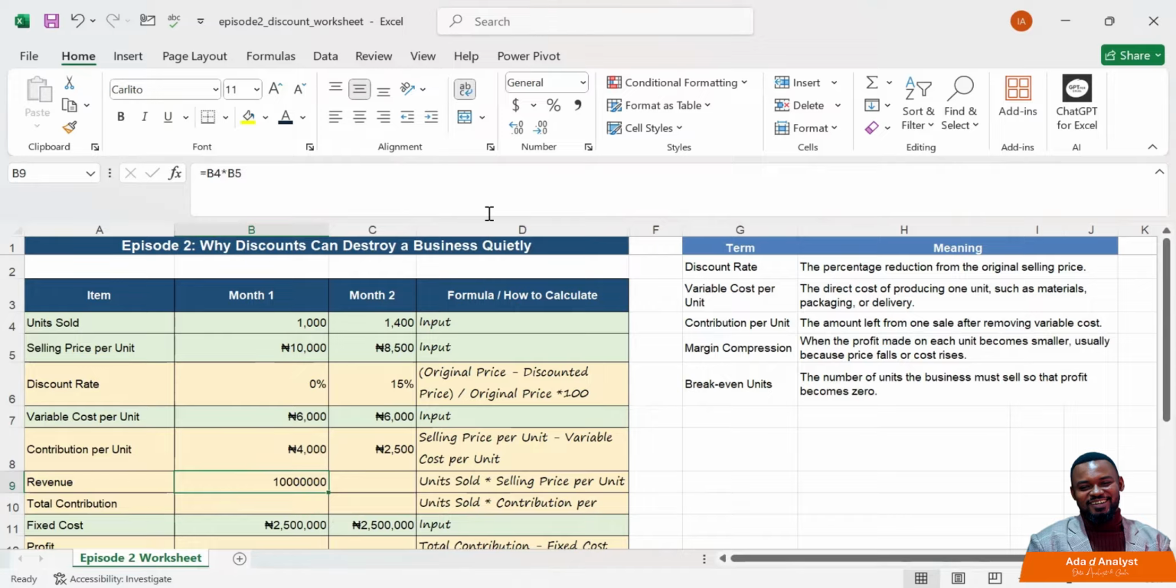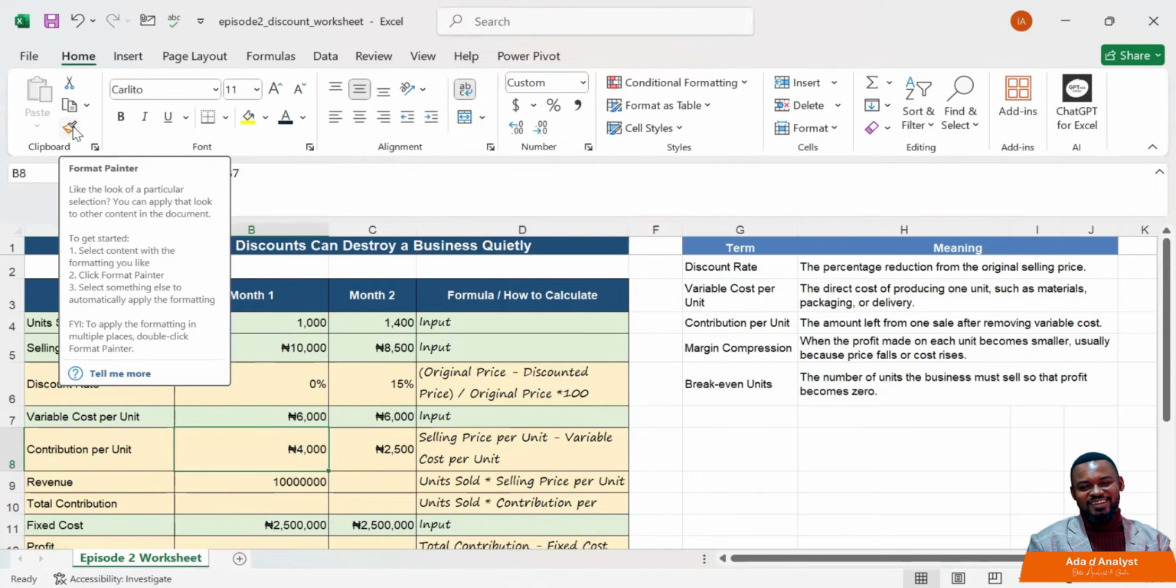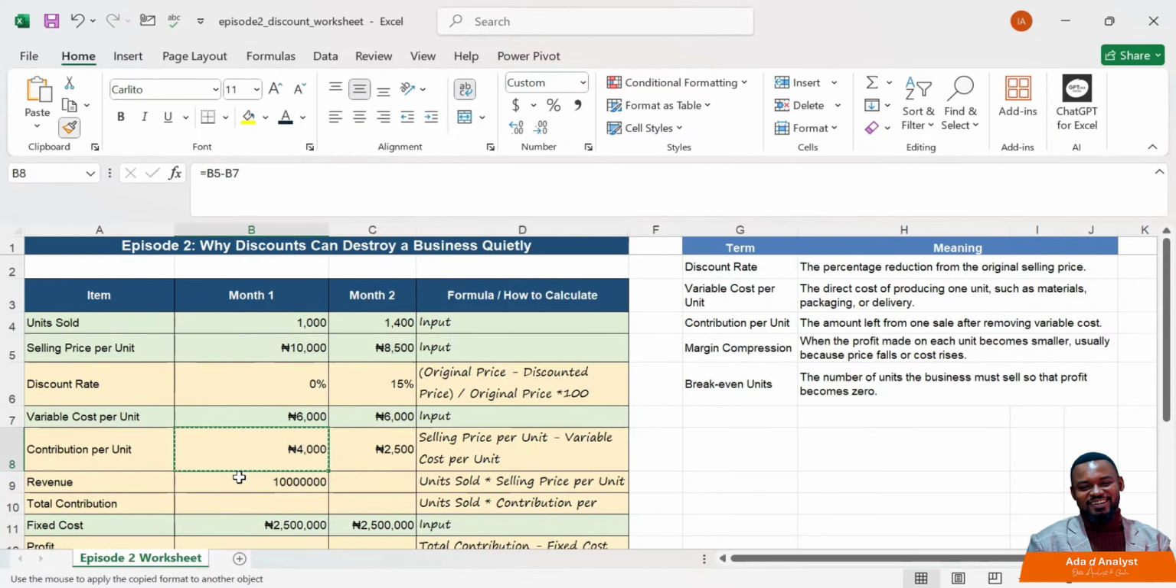Let us format this appropriately. Or we could just copy this formatting here and apply it. So let's go to format painter and apply this formatting here. Now we have 10 million as our revenue. Remember how we got that revenue.